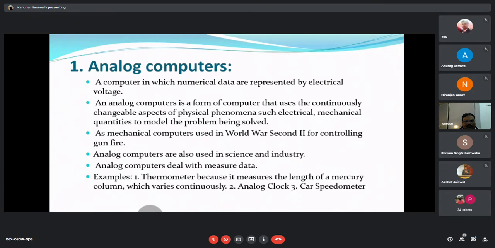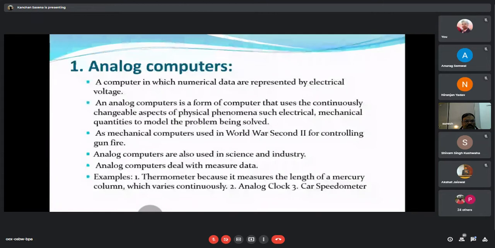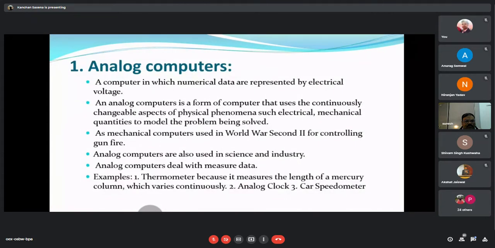Analog computers deal with the measurement of data. Examples of analog computers are thermometers because it measures the length of a mercury column which varies continuously, analog clock, car speedometer, etc.